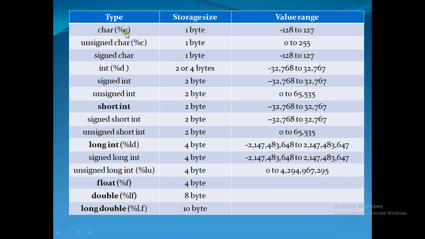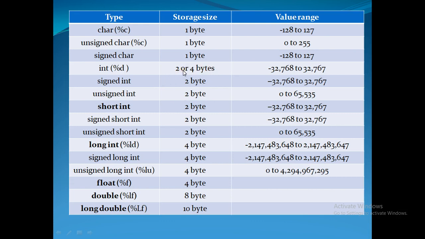Sign character and sign character both are the same: 1 byte, minus 128 to 127. Integer: its control string is %d. Its size varies from 2 to 4 bytes. If it is a 16-bit computer, it's 2 bytes, and on a 32-bit computer, it is 4 bytes. In olden days we had 16-bit computers. Nowadays we have 32-bit and 64-bit.